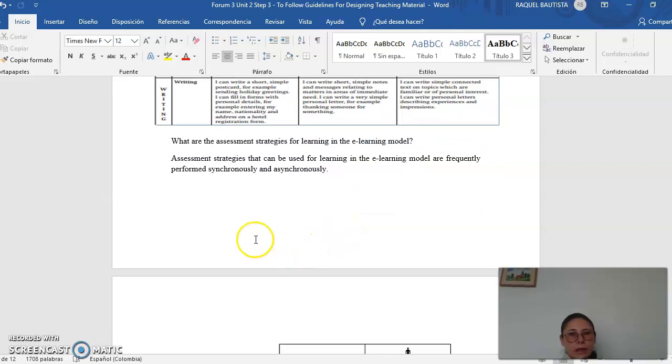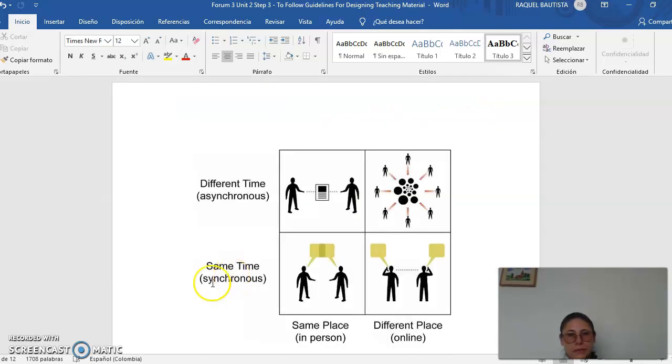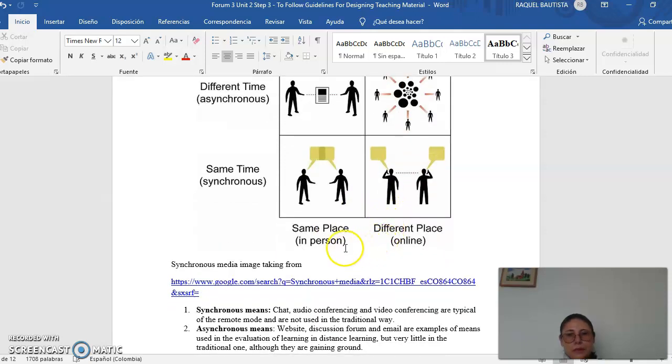Now, what are the assessment strategies for learning in the e-learning model? Assessment strategies that can be used for learning in the e-learning model are frequently performed synchronously and asynchronously. Different time is related to asynchronous, and the same time is synchronous. Same place is in person and different places is online.